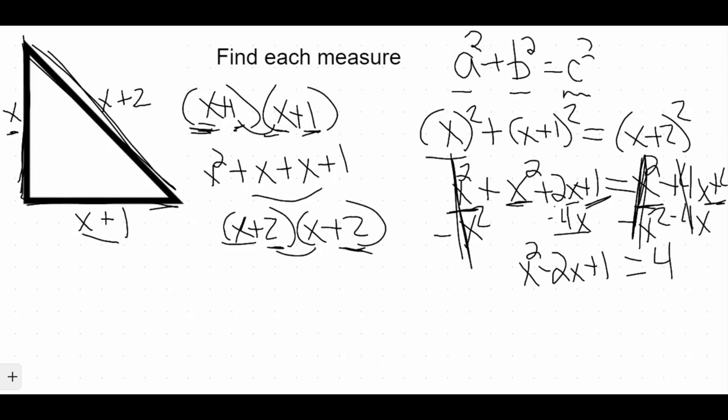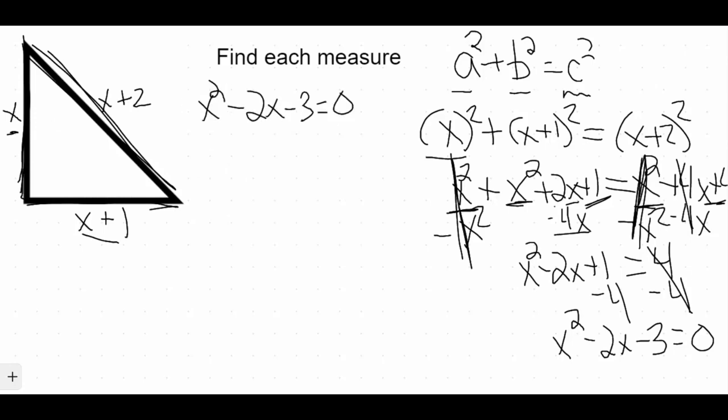So now all we really need to do is subtract the 4 on both sides. And when we do that, we are left with x squared minus 2x minus 3 is equal to 0. So we have everything simplified. Now we can work on solving this quadratic equation. All right, so I'm moving this quadratic equation up here so that we can work on solving this.